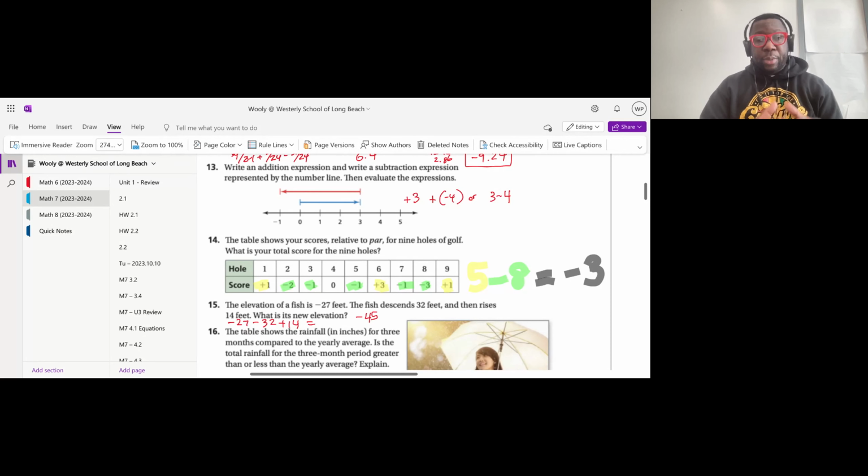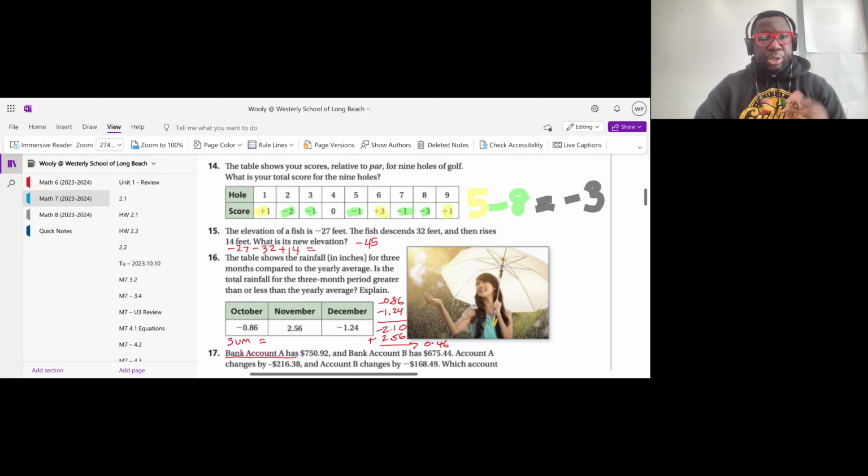Question number 13, where we want to rewrite this as an addition expression and then write it as a subtraction expression, is +3, because we're starting at 0, going to the right 3 units, and then going to the left 4 units. So +3 plus -4. And if we were to write this as a subtraction problem, it would be 3 minus 4. Question number 14, we're just adding the positive and negative values for each of these wholes. The positive values are equal to 5, the negative values are equal to 8. So 5 minus 8 is equal to -3.